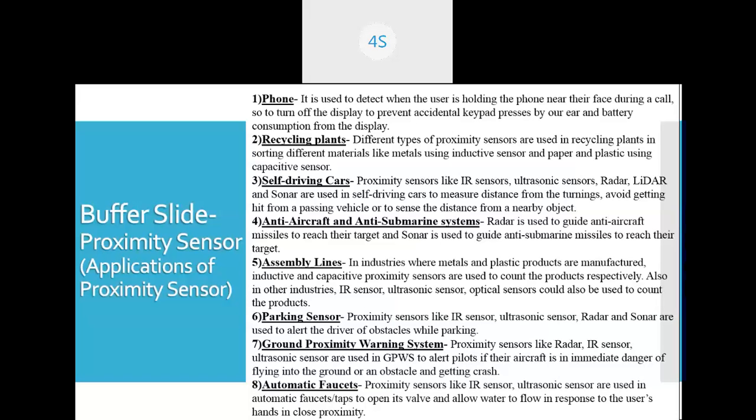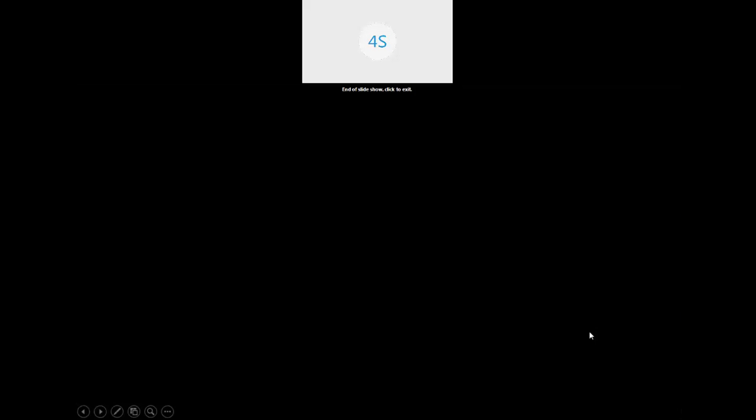Automatic faucets. The automatic faucets or taps are using the IR sensors mainly or ultrasonic sensors to open the valve and allow water to flow in response to the user's hand in close proximity. This can be very helpful nowadays. Without touching the tap, it can help us to get the sanitizer or water from the faucet without touching it.